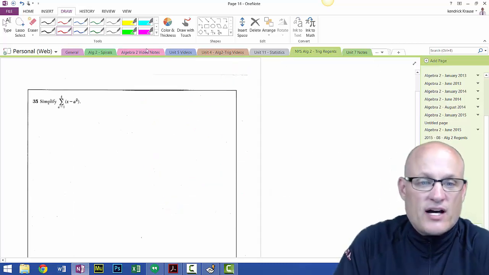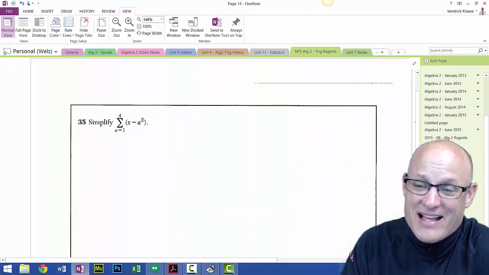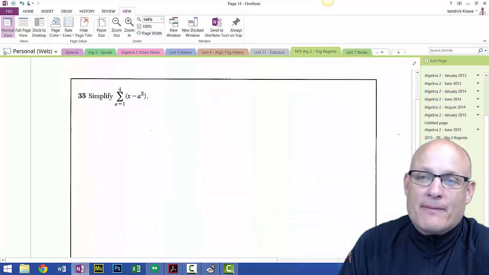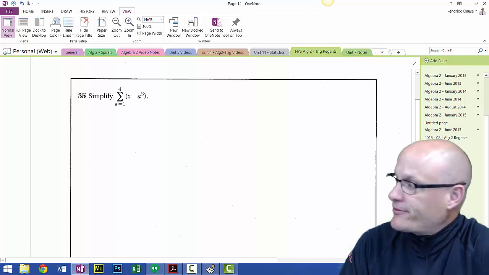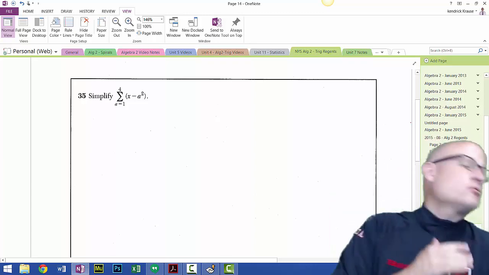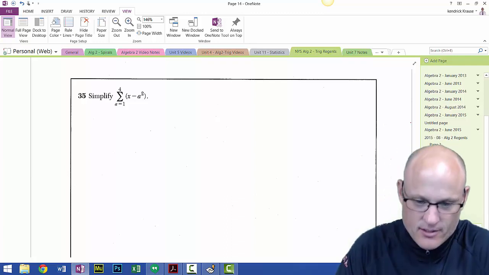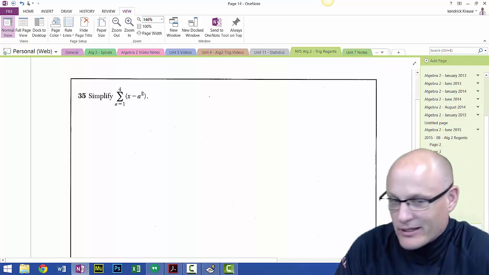Yay! We're moving on to 35. This problem was so easy. I can't believe how easy this problem was. If you mess this problem up after I finish this, you are going to just go slap yourself. Miss Krause, that was easy. I don't know why I'm talking like this. It's been a long week.